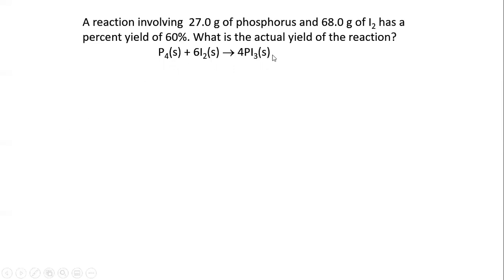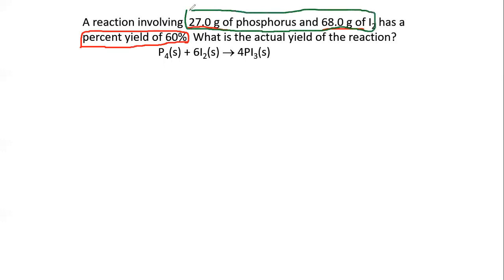We're still using this problem involving phosphorus and iodine, which gives us phosphorus iodide. But note something here: it gives us the mass of phosphorus and the mass of iodine, and the percent yield is 60%. Right now, we don't use this percent yield until after we find the theoretical yield. So for right now, put it to the side and don't look at it because it's going to confuse you. Just focus now on the mass of phosphorus and the mass of I2.